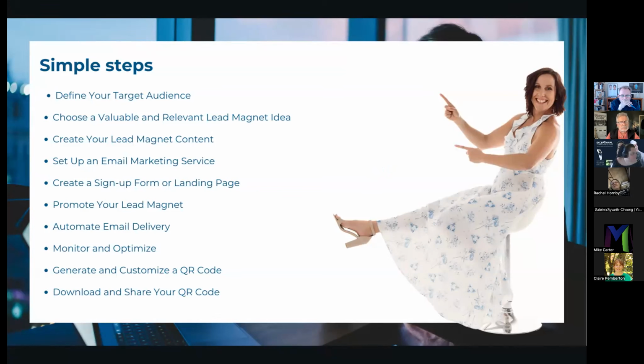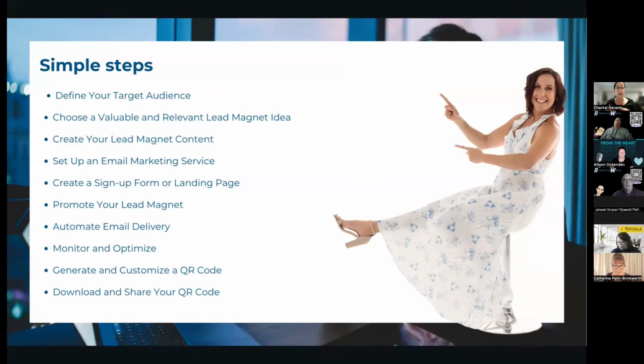So the simple steps are getting your target audience right, choosing a valuable and relevant lead magnet idea, create your lead magnet content, set up the email marketing part of it, create a sign-up form or landing page, then promote your lead magnet, automate the email delivery so you don't have to manually do it. But let me say, for the first 3 years of my business, I manually did my lead generation funnel, and I will show you how.